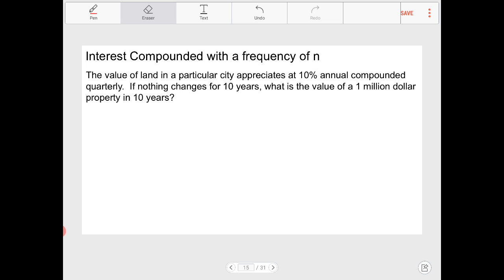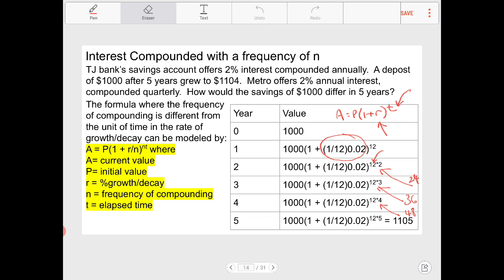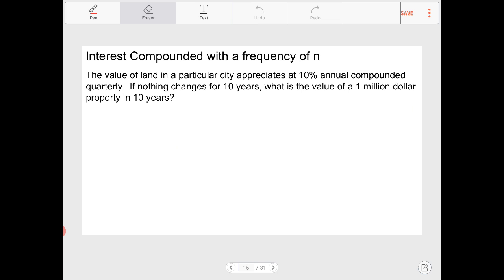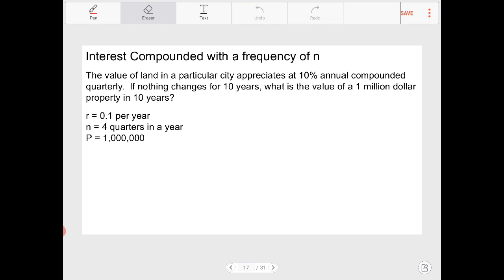But let's take a look at how we can apply the last formula to talk about this situation. So, a $1 million property, appreciating at 10% per year, so that's 0.1 per year. N will equal 4 because there are 4 quarters in a year. So at the end of every quarter, the value of the property will grow, which means I will need to convert this 10% into a quarterly rate. The initial value is $1 million.